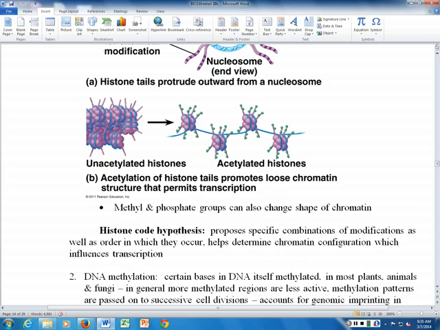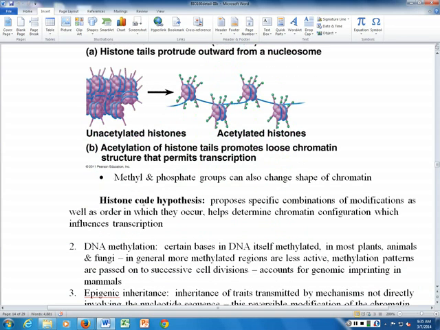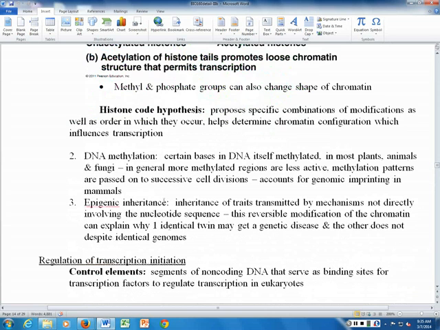Another way of doing that is attaching methyl groups. They talk about DNA methylation, and also adding phosphate groups. Most plants and animals and even fungi are generally going to have more methylated regions be less active and the less methylated regions be more active. And these patterns can be passed on to successive cell generations to create some genomic imprinting.